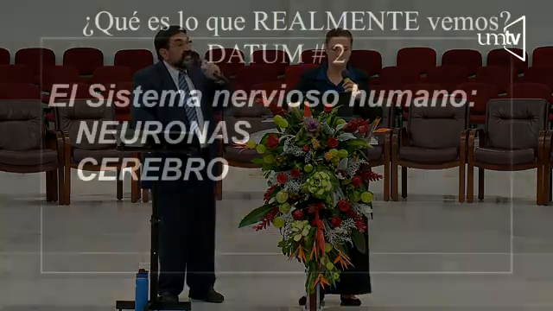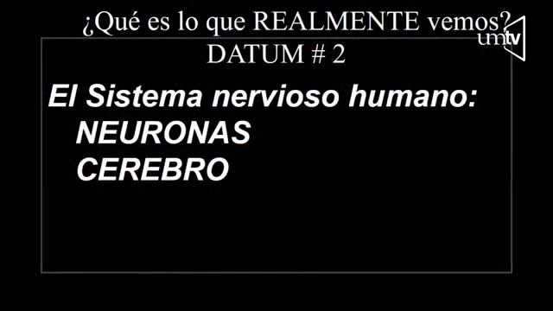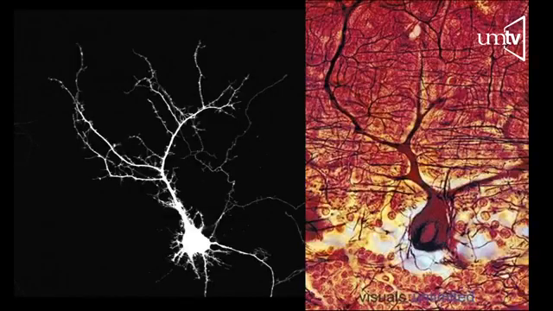The next thing I'll talk about is similar. The human nervous system and neurons. So these are cells that are the most complicated in the human body.